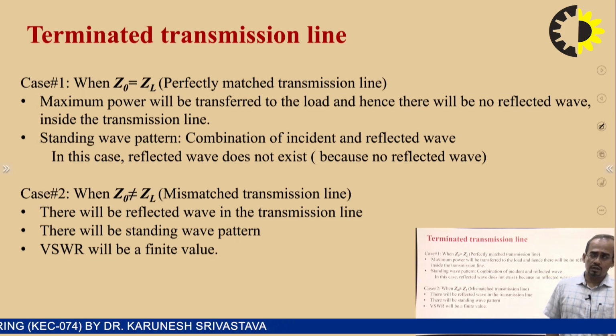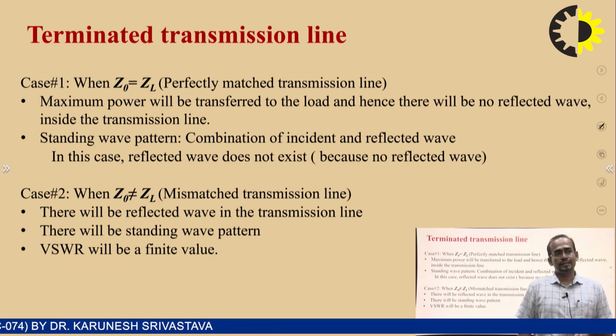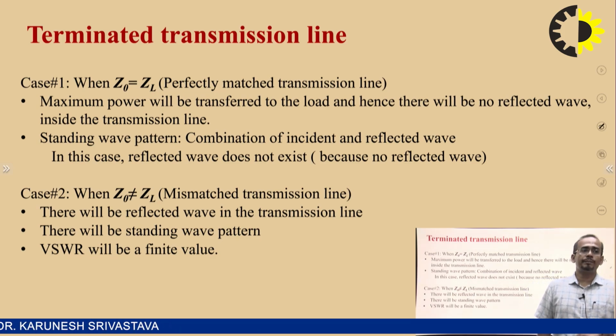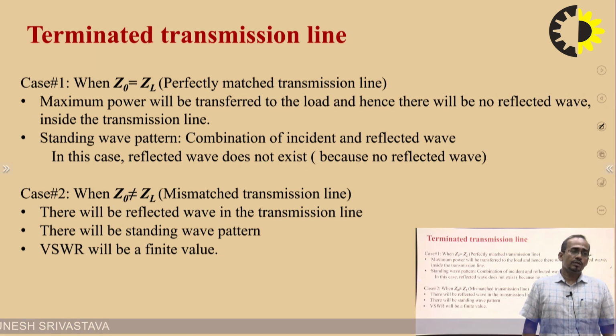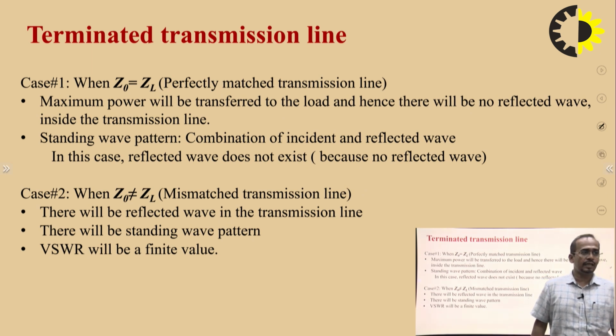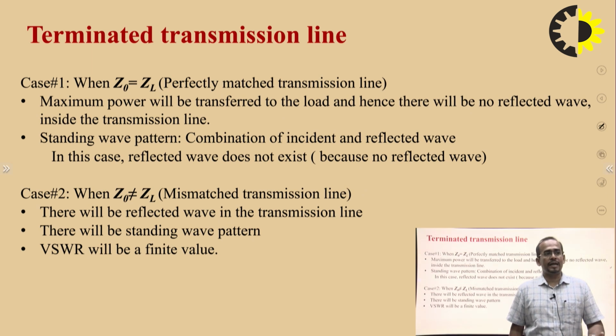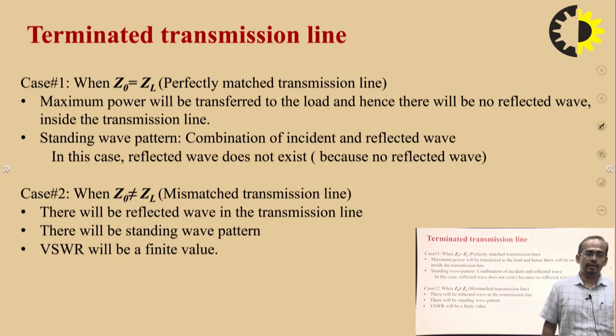So in case 2, when characteristic impedance is not equal to the load impedance, that is a mismatched transmission line, there will be the reflected wave in the transmission line, there will be the standing wave pattern, and the VSWR will be a finite value.